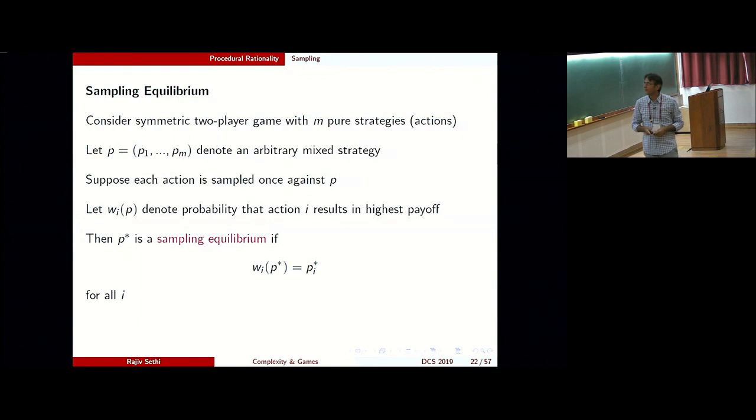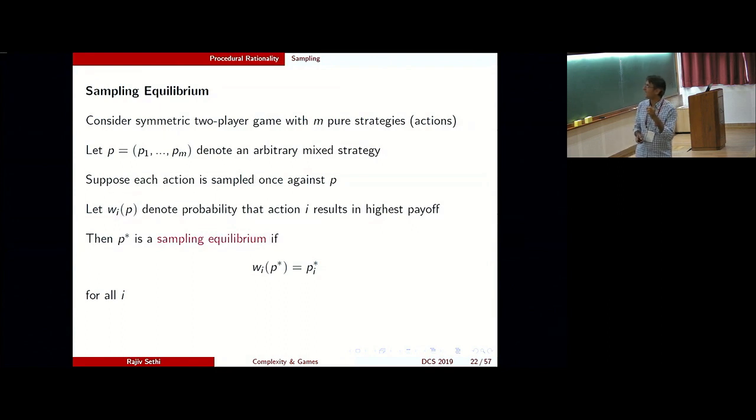A sampling equilibrium by definition is a mixed strategy P star, such that the likelihood that action i will turn out to be the best action, the probability with which it turns out to yield the highest payoff under sampling, is precisely equal to the likelihood with which it is being played in the incumbent population. That is the definition of a sampling equilibrium. Okay?